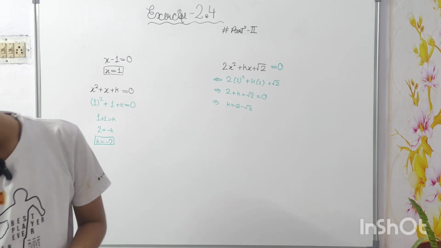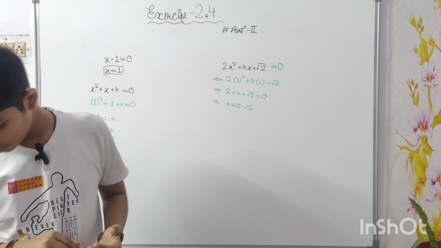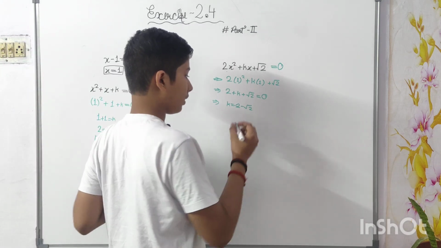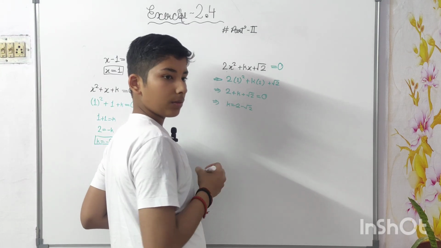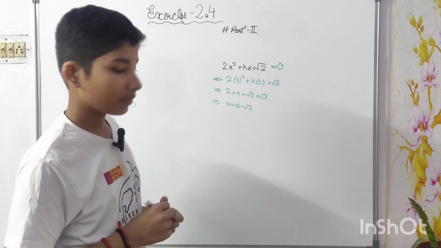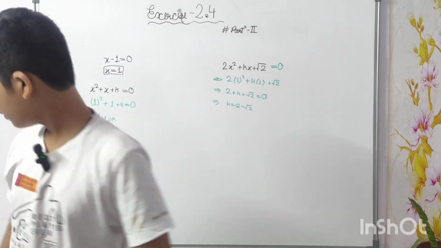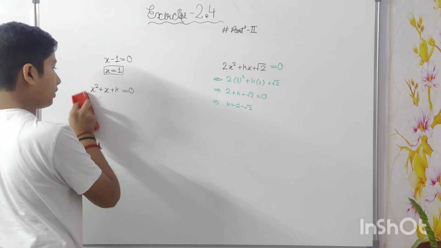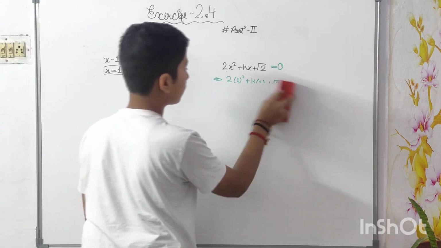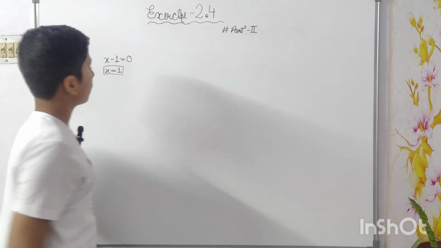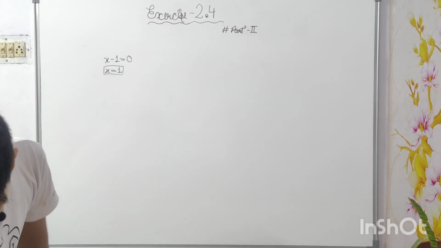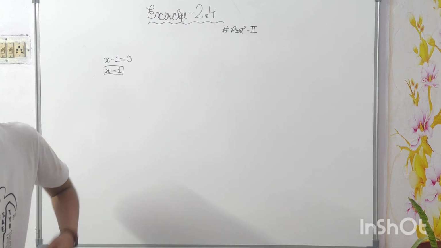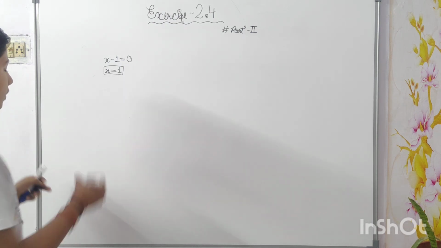Let me see if something is missing in this question. Yes, this will only be our answer. So minus 2 minus root 2. Okay. Let's erase it. Now next is kx square minus root 2x plus 1.